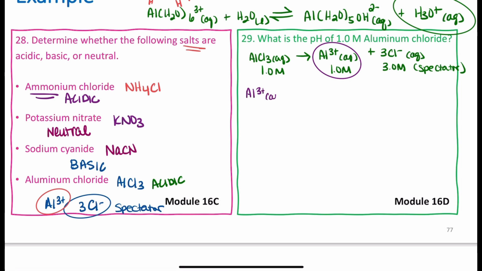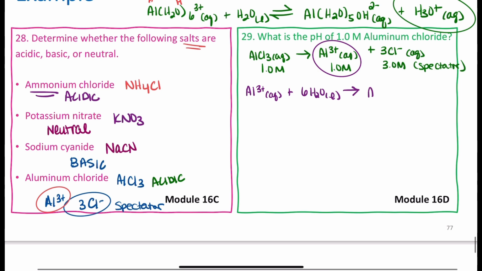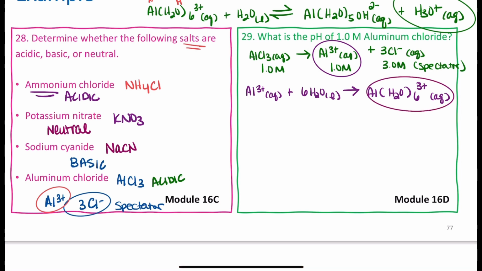The aluminum 3+ then reacts with 6 water molecules, single-headed arrow, forming the hydrated aluminum ion, Al(H2O)6 3+, and it is aqueous. Now I care about this species. I had 1.0 molar here, which means I still have 1.0 molar here.